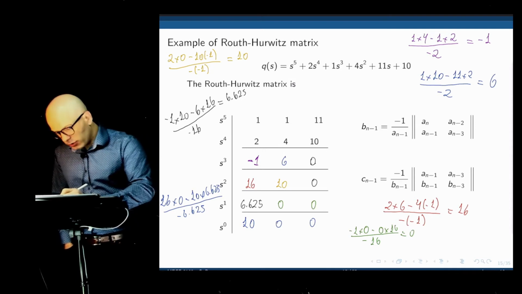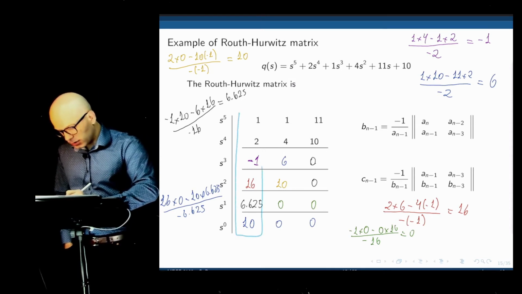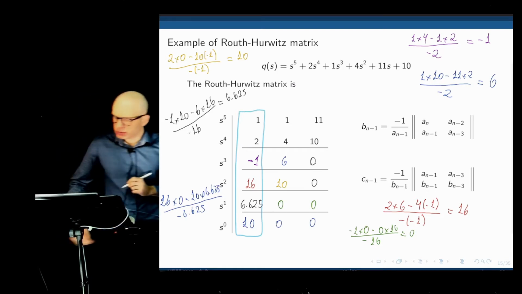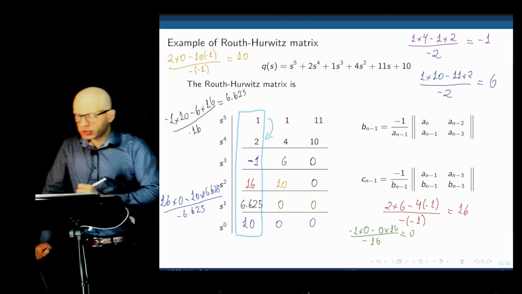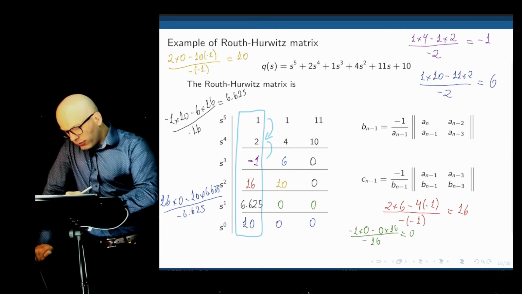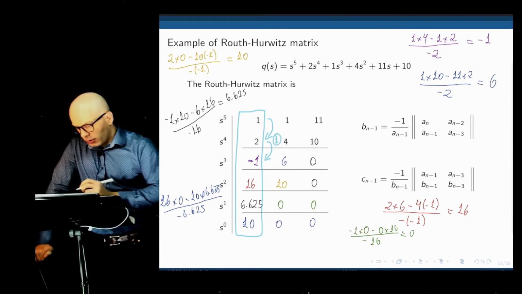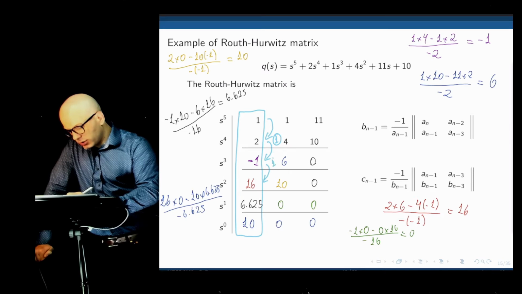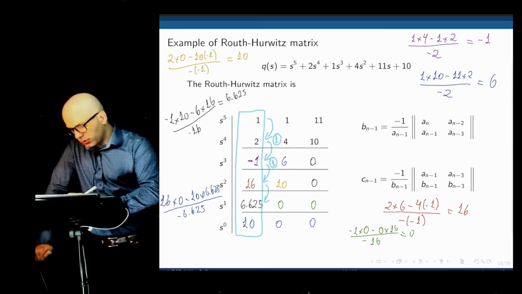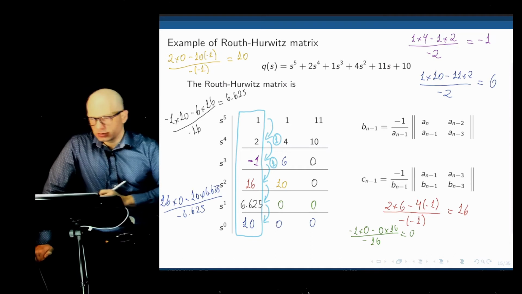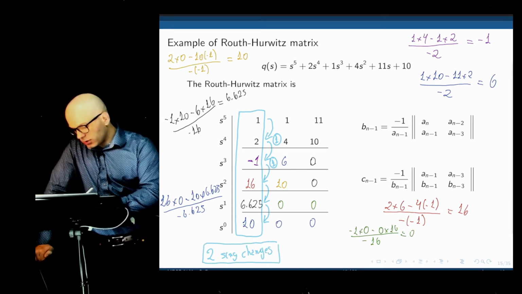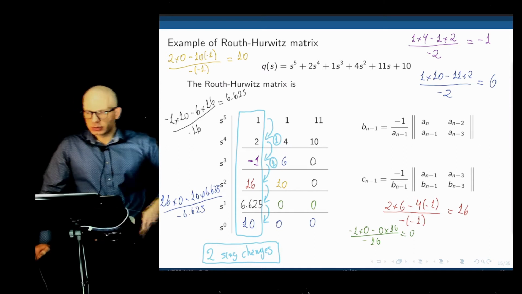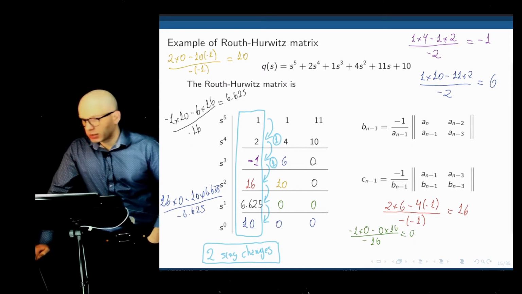Well, now we have to evaluate the number of times the sign changes in the first column, and it changes twice. Why twice? Because from 1 to 2 there is no sign change. From 2 to -1 there is one sign change. From -1 to 16 there is another sign change. From 16 to 6 there is no sign change, and from 6 to 10 there is no sign change. So there are 2 sign changes. What does it mean? It means that this system has 2 unstable poles, located on the right side of the S-plane.